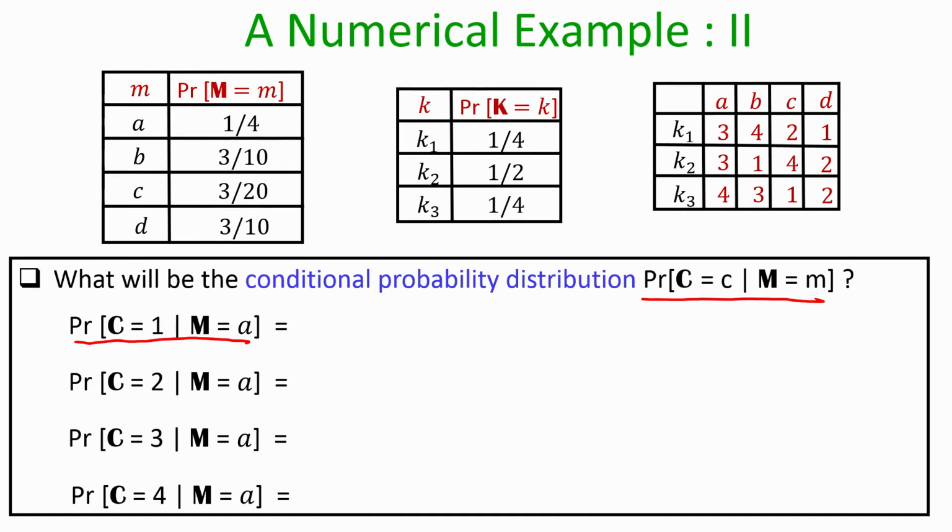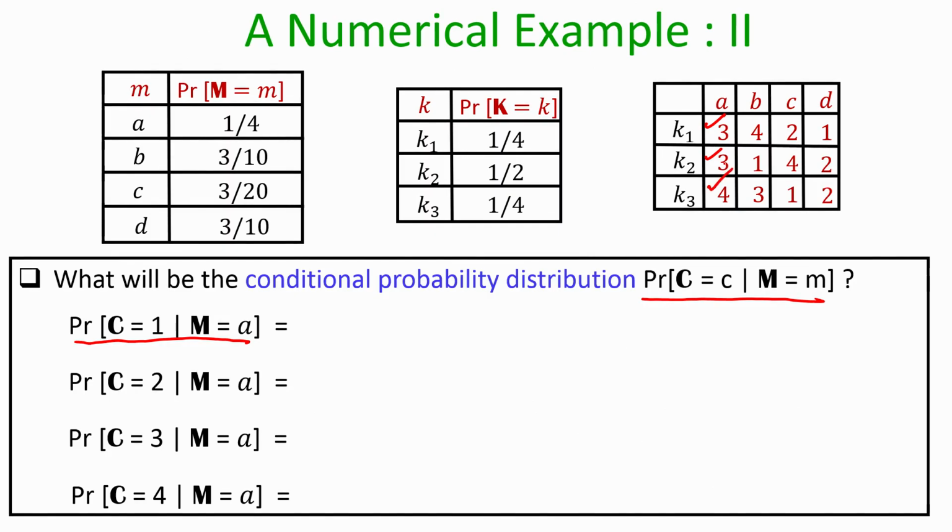Again, if we see the encryption matrix, if you see the column under the plain text A, then you can see that if the plain text would have been A, there is no way it is possible that the ciphertext could be 1, because the encryption of A could give either the ciphertext being 3 or ciphertext being 4.